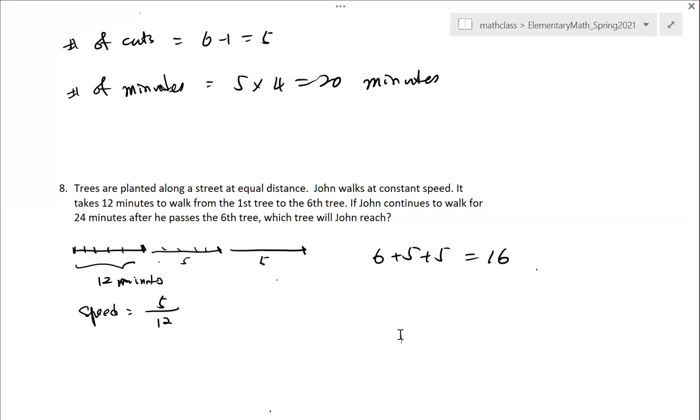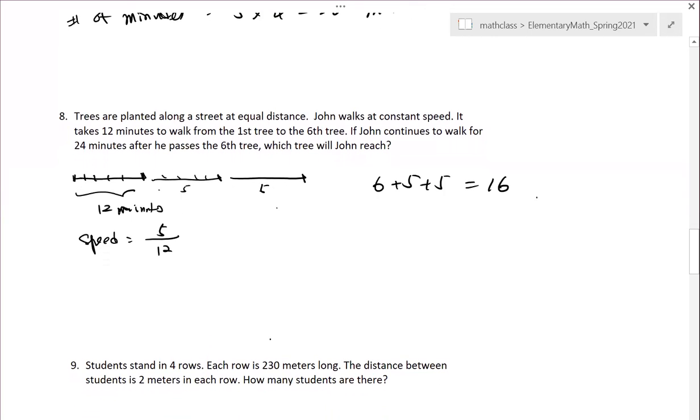Now, if we change 24 to a different number, then it's hard to draw the picture. You probably have to use a speed to figure it out. Okay, but this will be a little bit more advanced class. Okay, so we stop here and we continue.